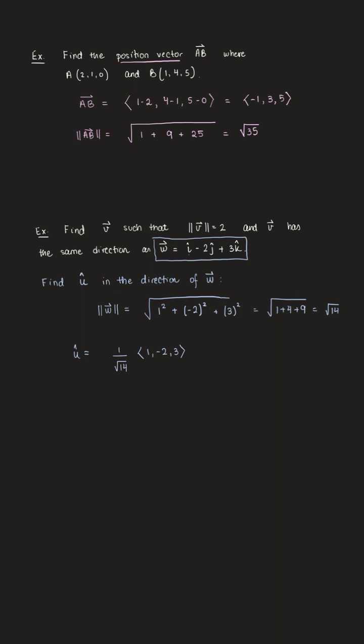Any vector can always be written as its magnitude times its direction. So the unit vector gives us the direction in which w is headed. Now, what we really wanted was a vector v whose magnitude is 2, not 1, in the same direction as w. And so all we need to do now is take our unit vector and multiply it by 2. And that's going to give us a vector of length 2 in the direction of w. So we know here this is a unit vector in the direction of w.